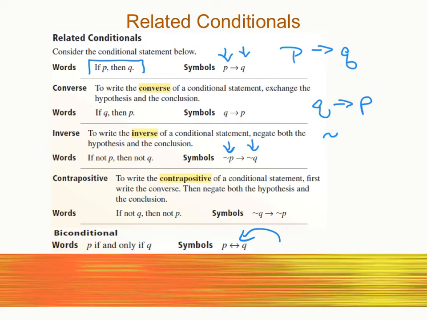Just be aware of the symbols in case you see this on a standardized test. Most of the stuff we'll give you won't have these symbols. It's going to be written in words. So let's try some examples.